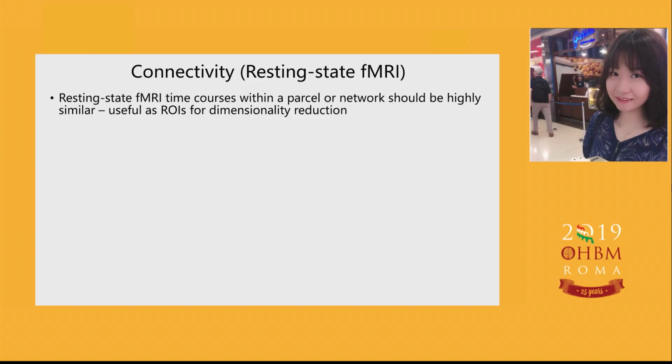Okay, as voxel level analysis is normally computationally very expensive, the area level parcellation is normally utilized to define the region of interest for dimensionality reduction. Therefore, we expect the time courses within a parcel to be very similar. So we have this metric called homogeneity.